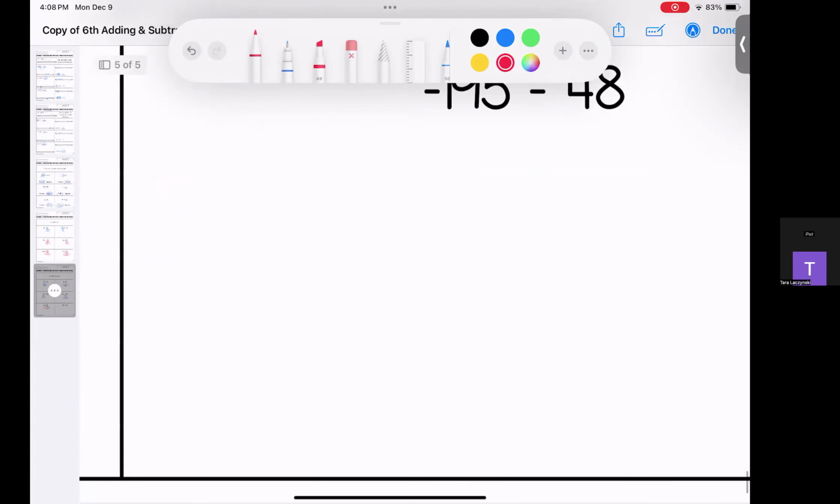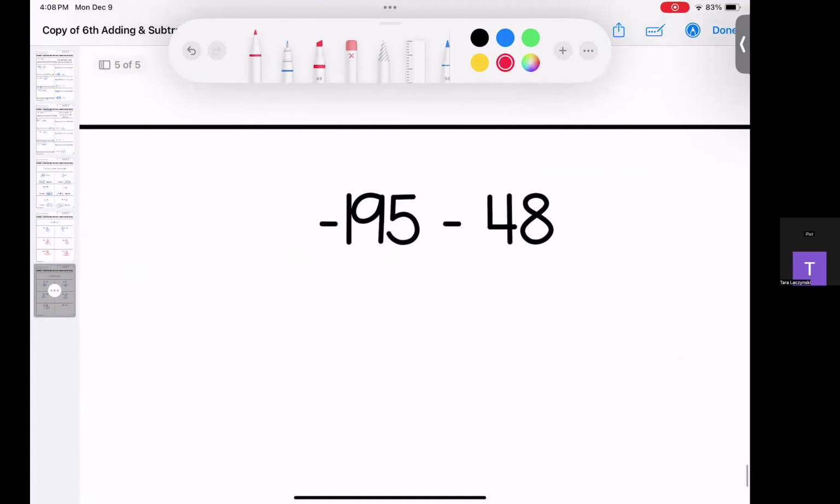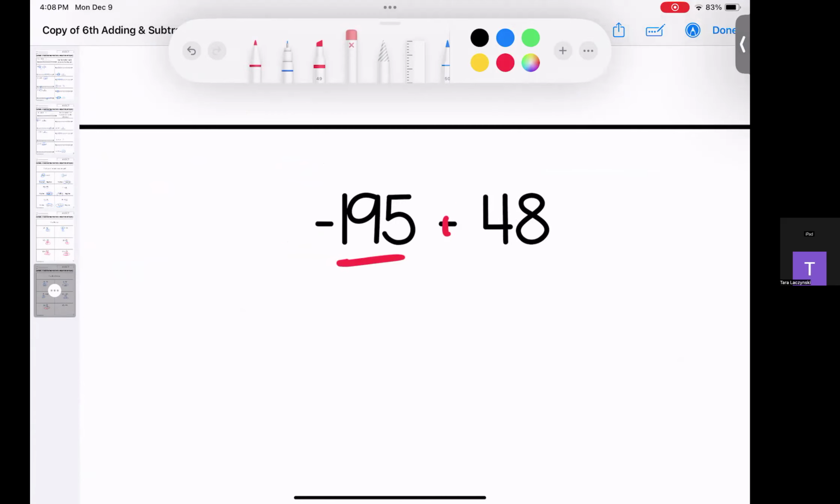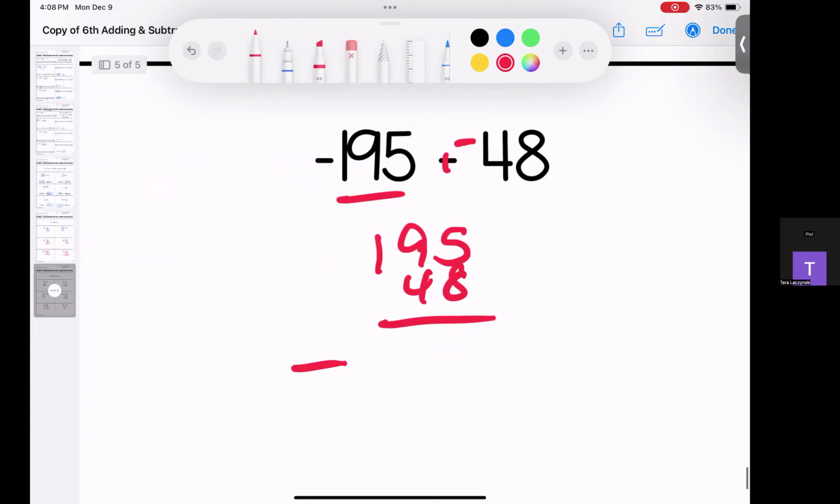Over here, last one, I think. Yep. Keep, change, change. That is a very confusing negative sign. We're going to go ahead and add them up. They're going to grow in their negativity. 8, 13, 14, 2, negative 243.